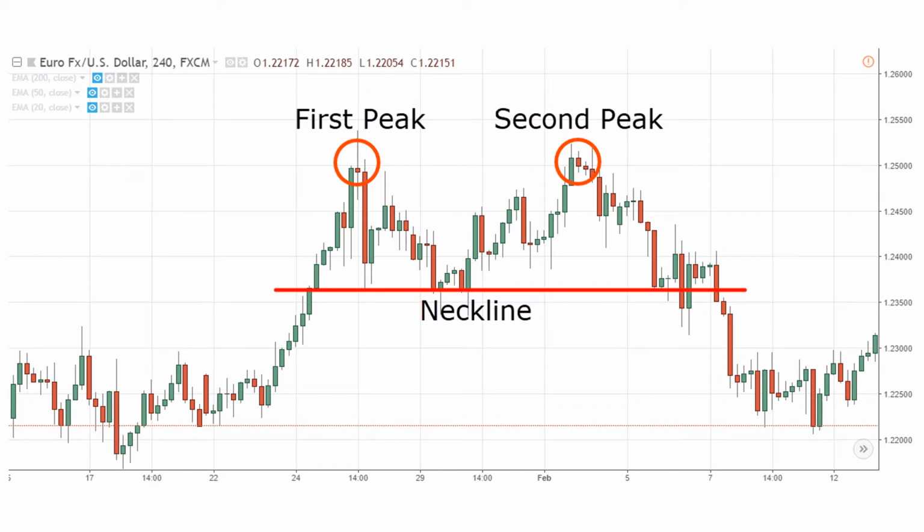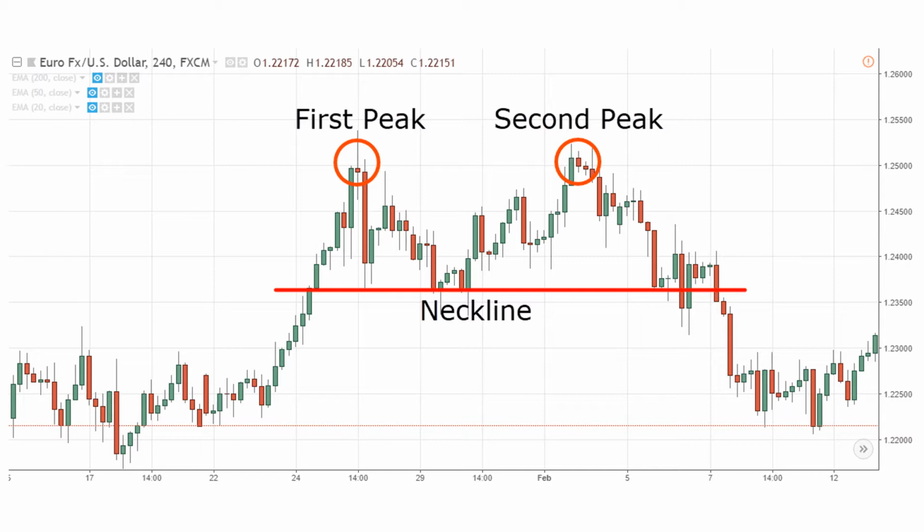You draw the neckline at the horizontal level at the bottom between the tops. Opposite to this is the neckline of the double bottom pattern, and is just the horizontal level at the top between the bottoms. You have to manually add the neckline on the chart. The neckline plays the role of a trigger for your trade. Therefore, this level is of great importance for your pattern.